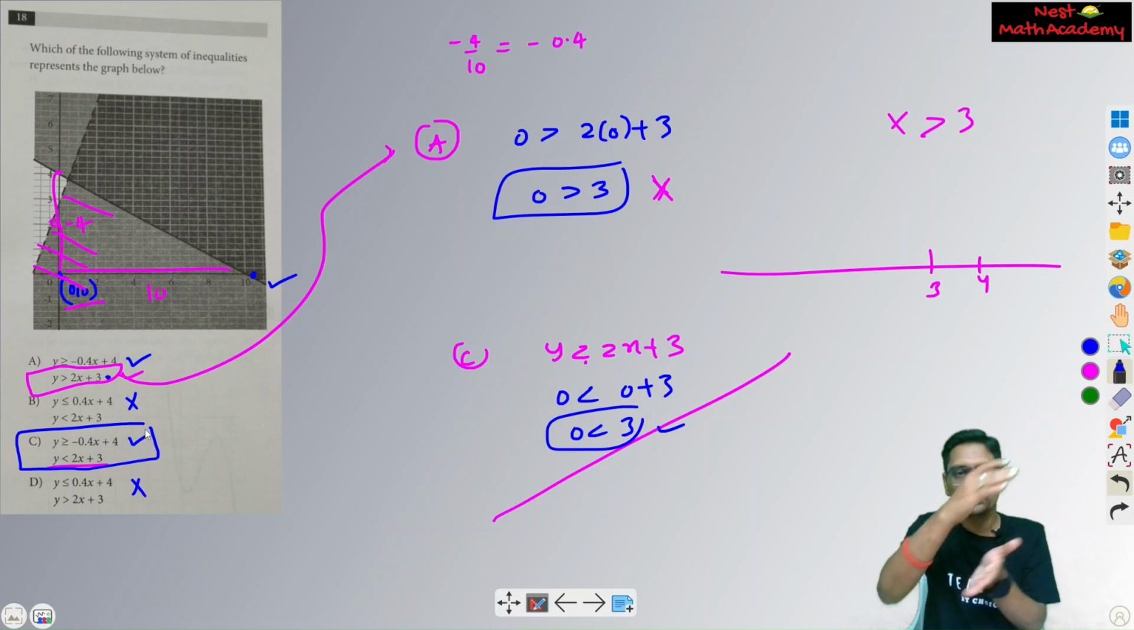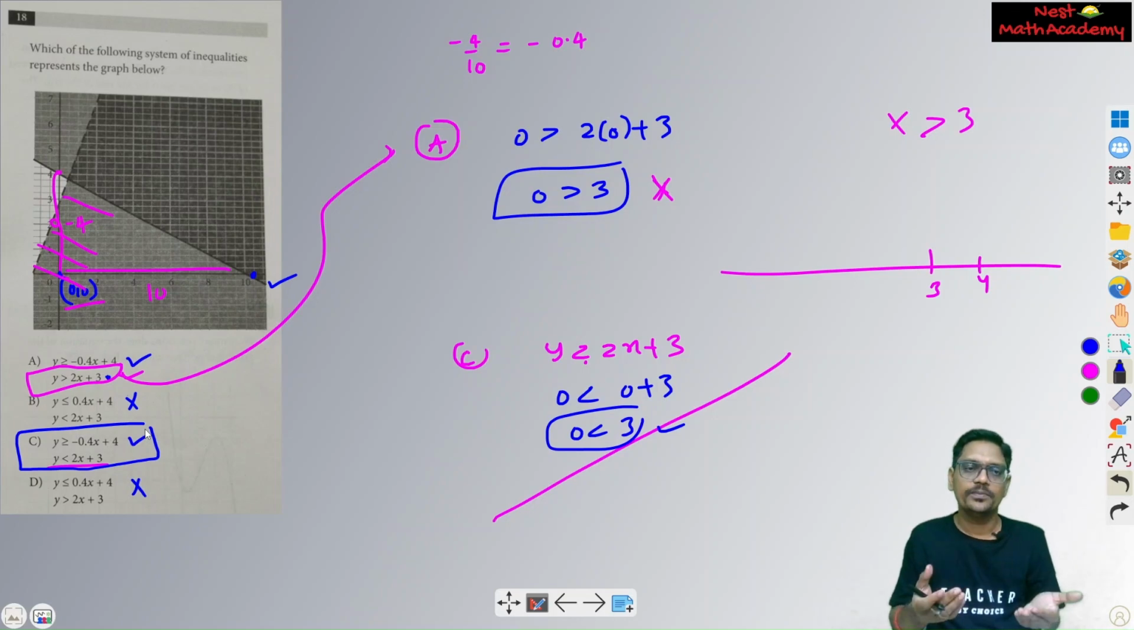Okay, first look for the intercepts, slopes, whatever is needed, and see. Sometimes you get the answer right there, but if multiple answers are there, you can check which side is shaded and whether those points satisfy the given inequality or not. According to that, you can identify the final correct system of inequalities. Okay.